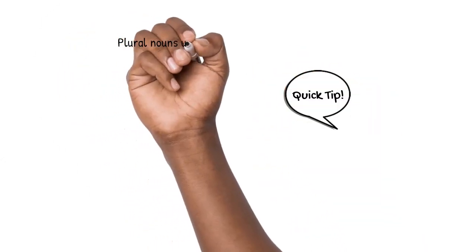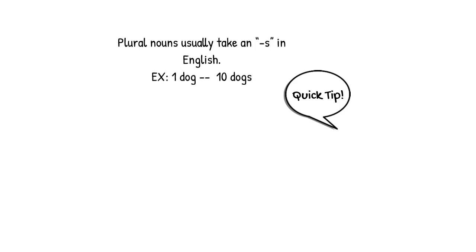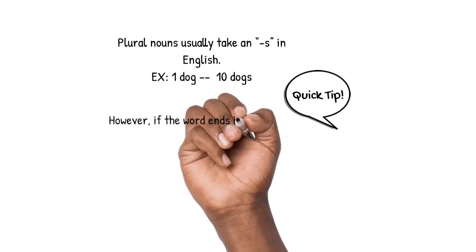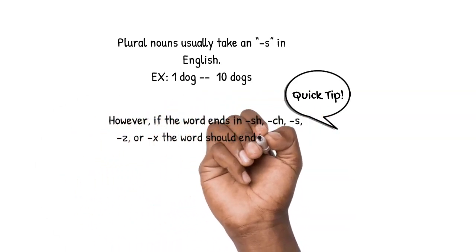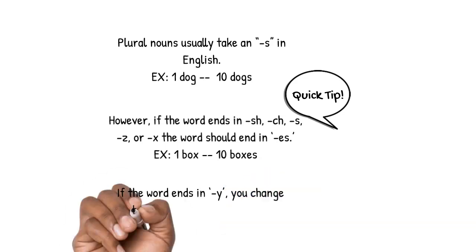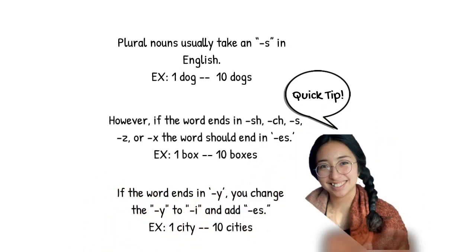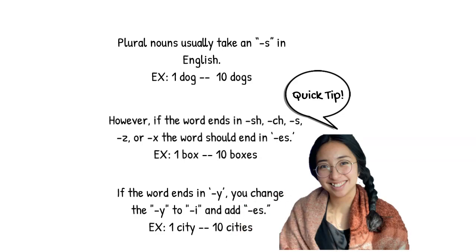Quick tip. Plural nouns usually take an S in English. Example, 1 dog, 10 dogs. However, if the word ends in SH, CH, S, Z, or X, the word should end in ES. Example, 1 box, 10 boxes. If the word ends in Y, you change the Y to I and add ES. Example, 1 city, 10 cities.